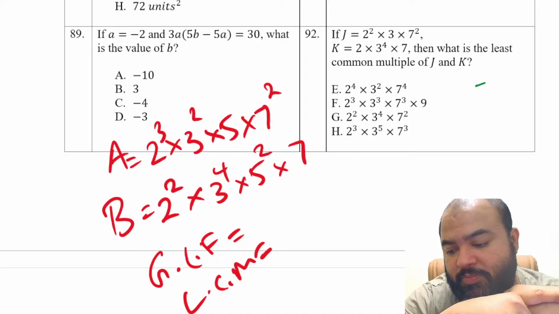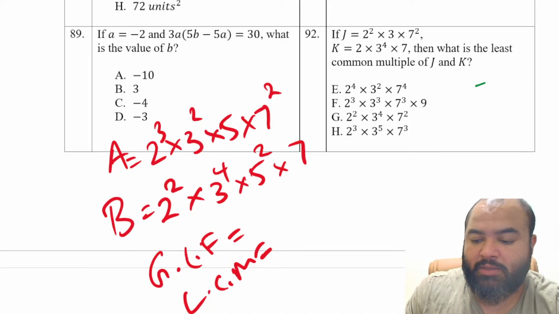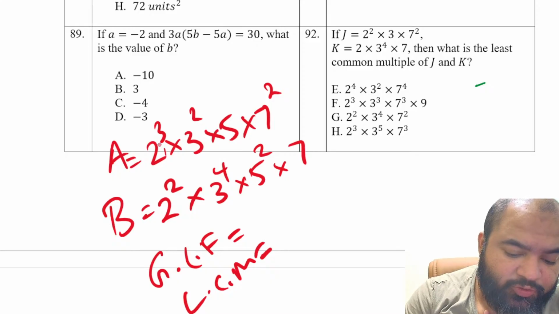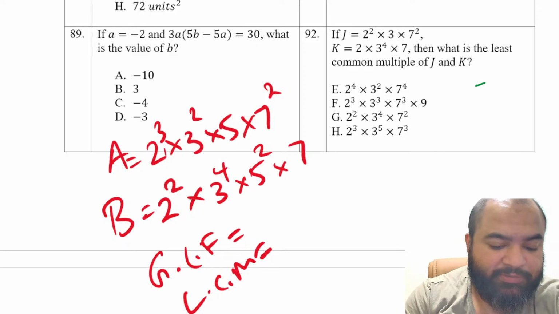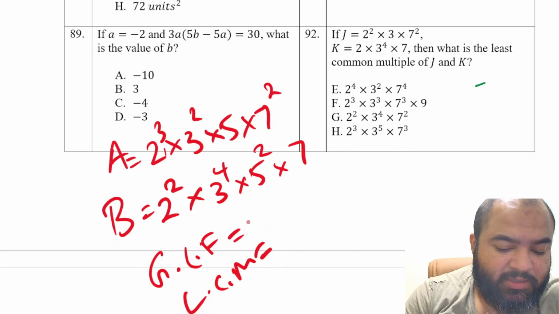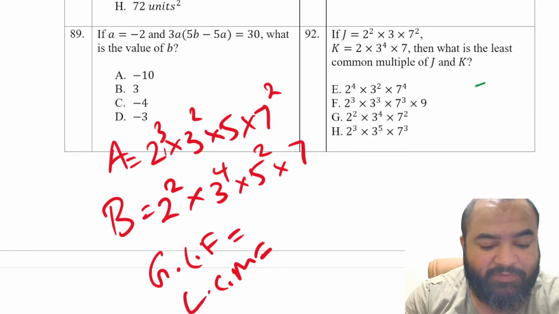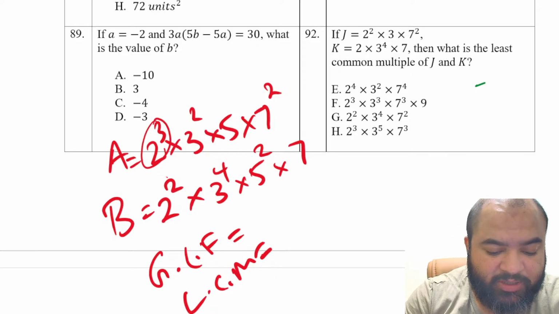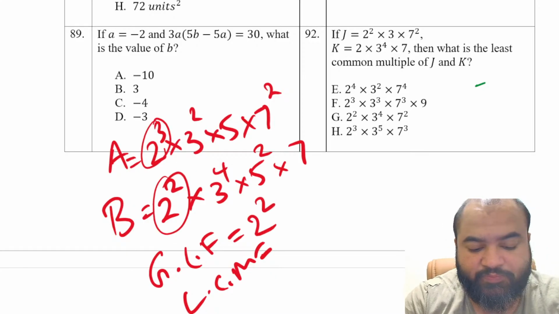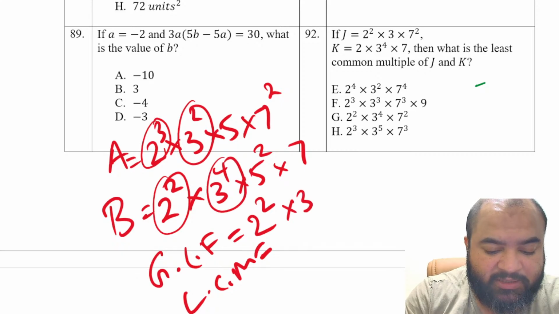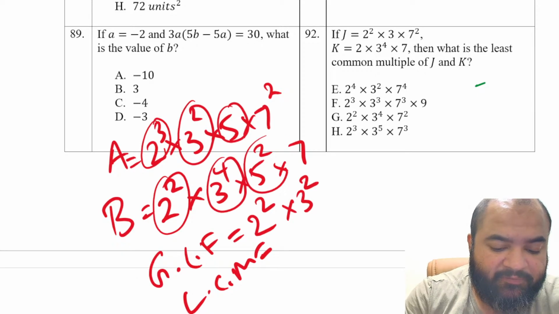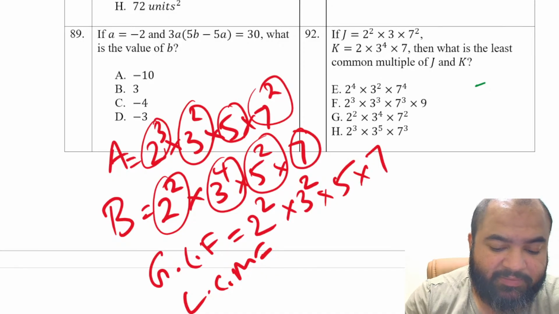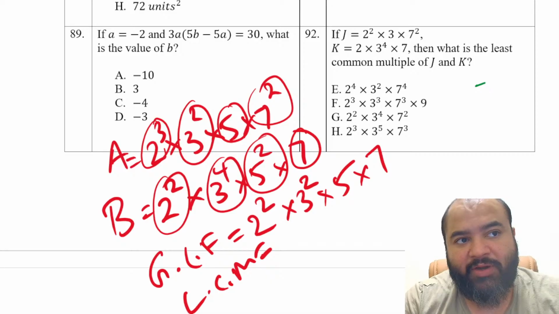So LCM would be 2 power 3 and all. Okay. Alright, very good. So GCF is just common. GCF takes the lower exponent. See, 2 power 3. I'll show you another technique, but for GCF you could also do that. Always take the lowest exponent. So between 2 power 3 and 2 power 2, you can just take 2 power 2. And 3 power 2 and 3 power 4, take 3 power 2. 5 and 5 power 2, just take 5. 7 power 2 and 7, just take 7. For LCM, however, you take the higher power.